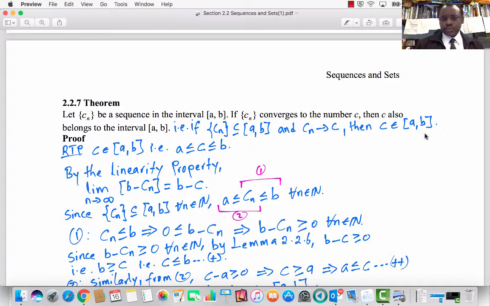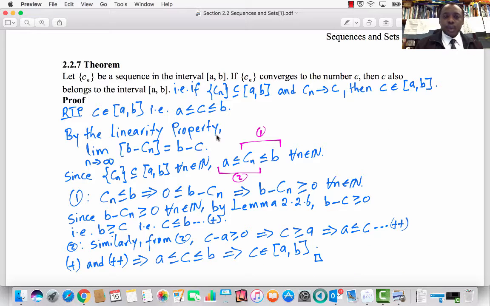Let's go ahead and look at the proof. Then we would define what it means for a subset of the set of real numbers to be closed sequentially. Proof. Let Cn be a sequence in the closed interval AB, and suppose Cn converges to the number C, we are required to prove that C is an element of the closed interval AB, i.e. A is less than or equal to C, which is less than or equal to B. We're going to break this up into two. We will show that A is less than or equal to C, and C is less than or equal to B. We would start with the second inequality. C is less than or equal to B.